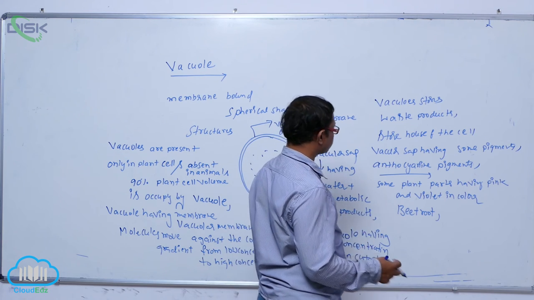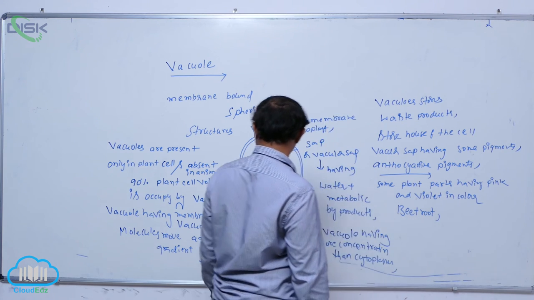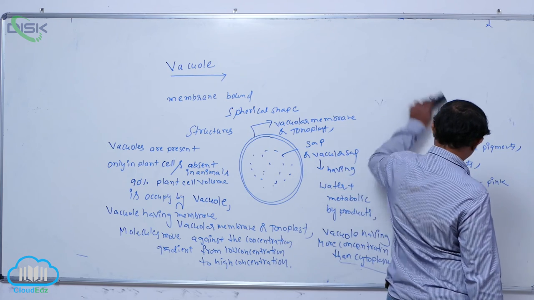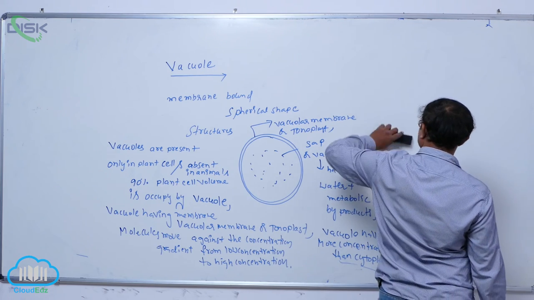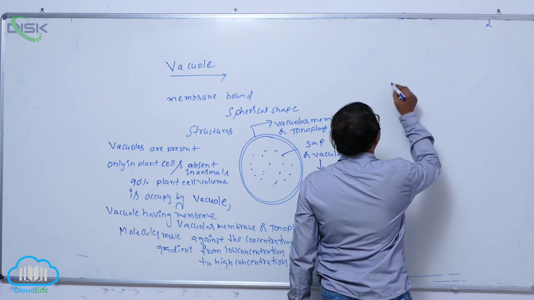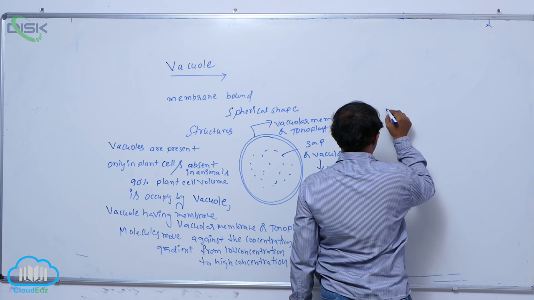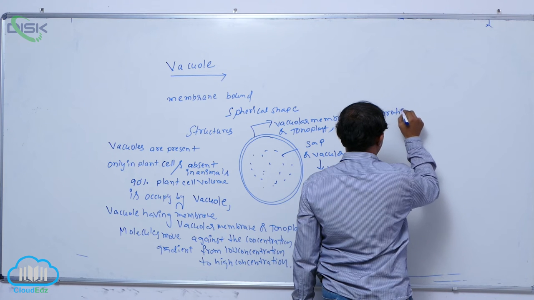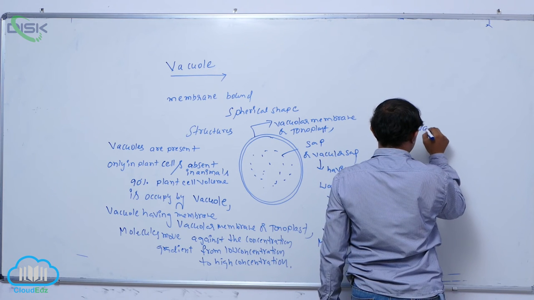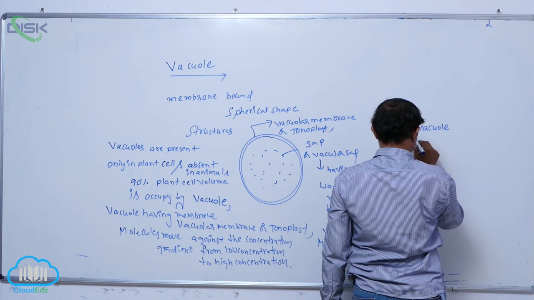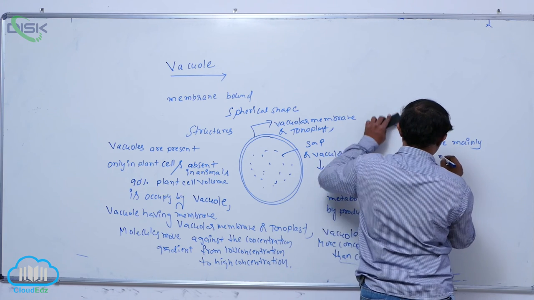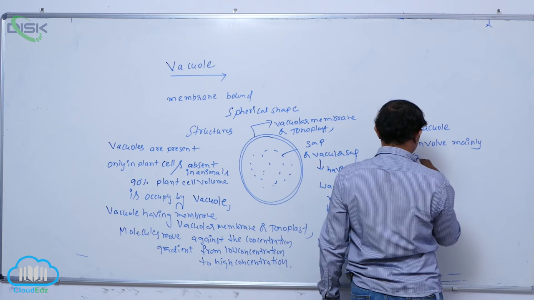After that, this vacuole is known as the repository house. It stores food and waste material, so it is known as the storehouse or repository house of the cell. In some protista, vacuoles are involved mainly in the osmoregulation process.